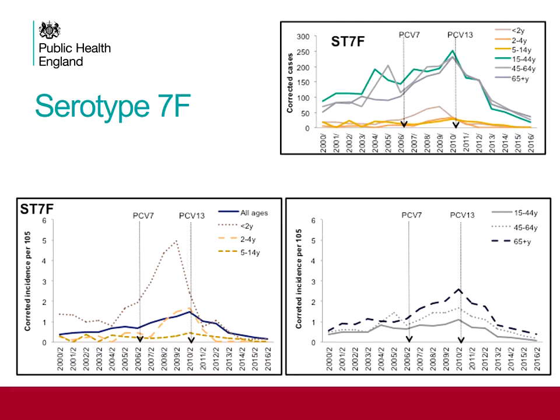7F was a huge problem because it was responsible for more than 10% of meningitis cases in England and Wales. So this was a nasty serotype with bad outcomes. And what was really good is when Prevnar 13 came in, you can see very big reductions in cases, and 7F is no longer a problem. And this was one of the major successes of changing the vaccine.